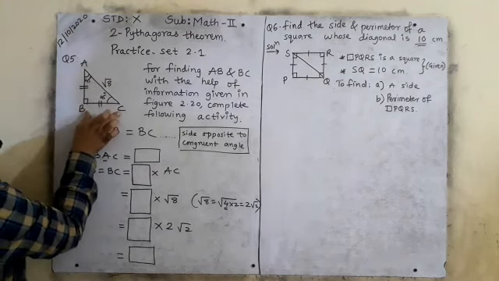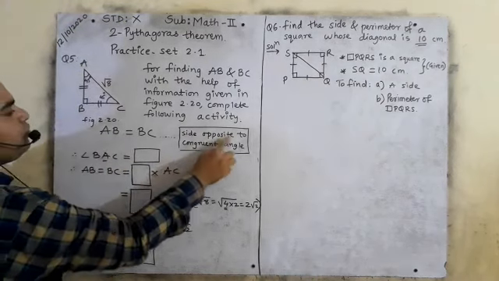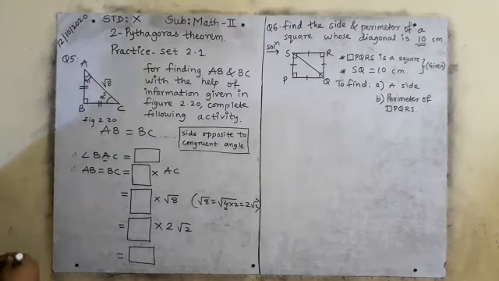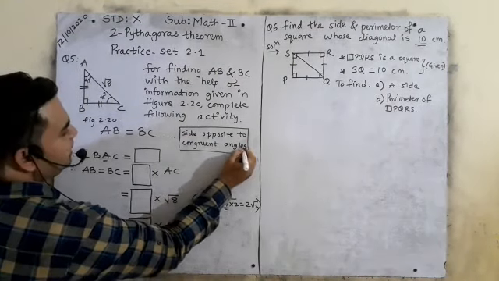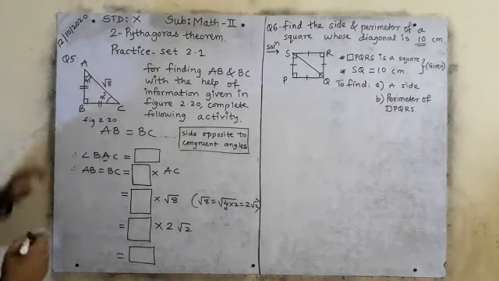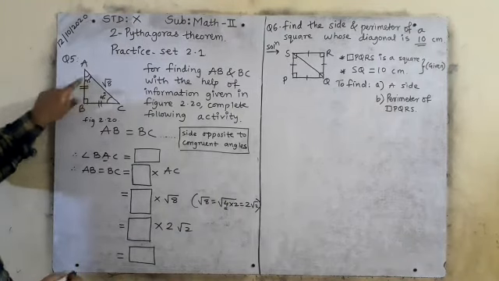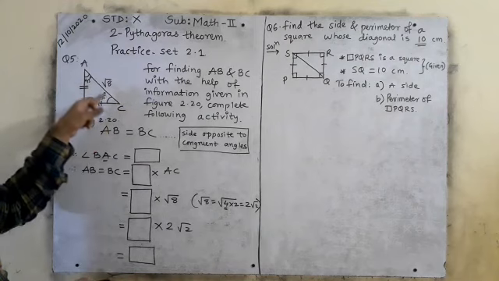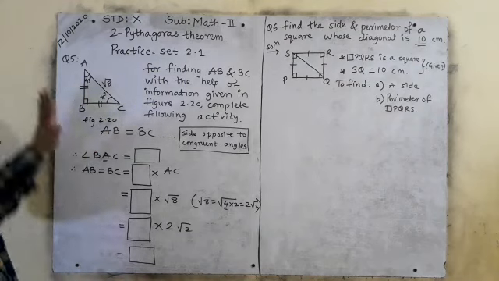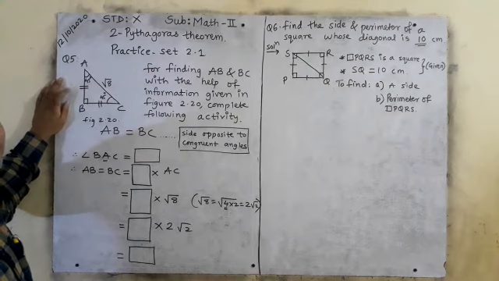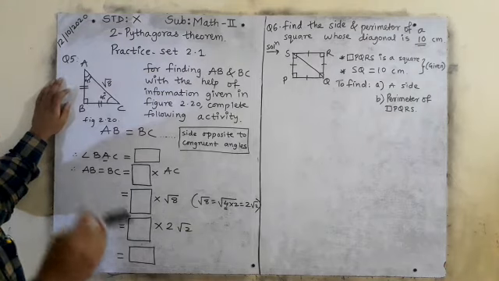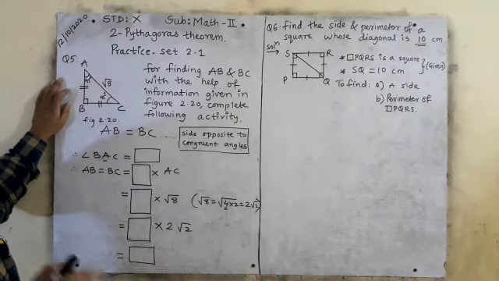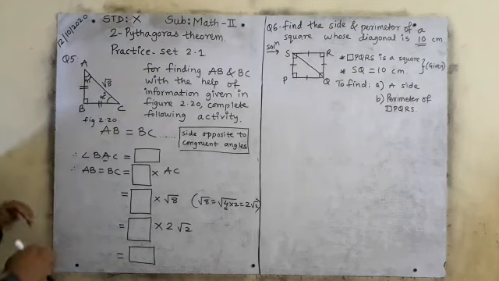So see, AB is equal to BC. Why? Sides opposite to congruent angles. This and this angle, both angles are congruent. Why? Because their sides were congruent, so their angles will be congruent, and this triangle will be an example of 45 degree and 90 degree. Is it clear? So now we will solve further.